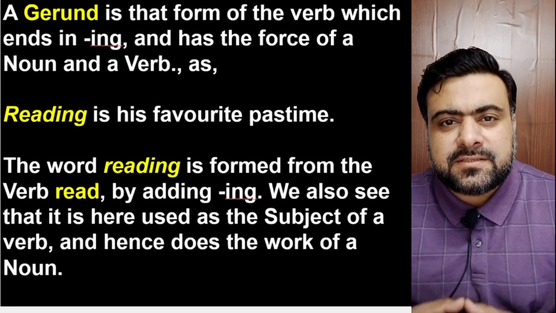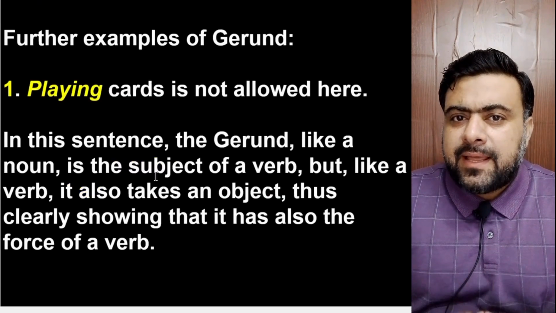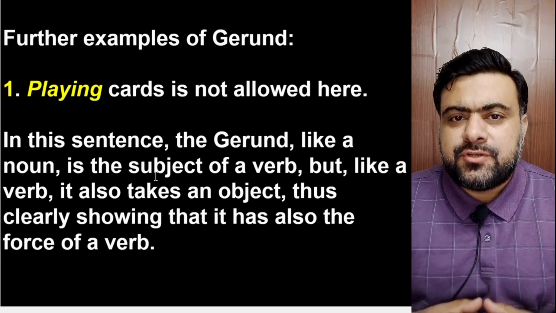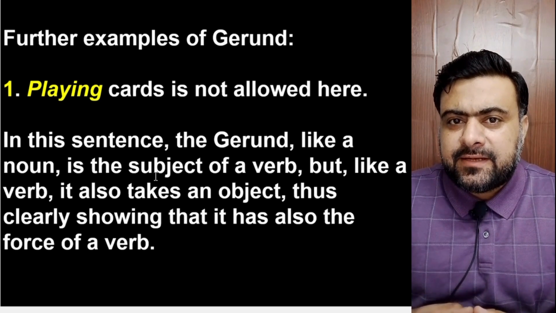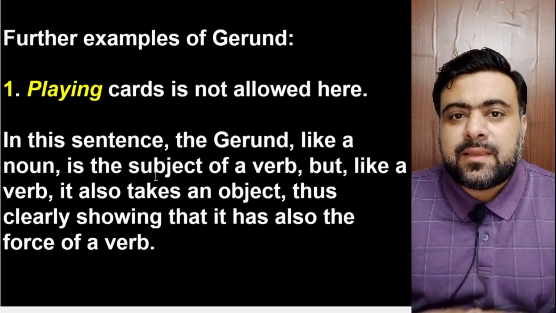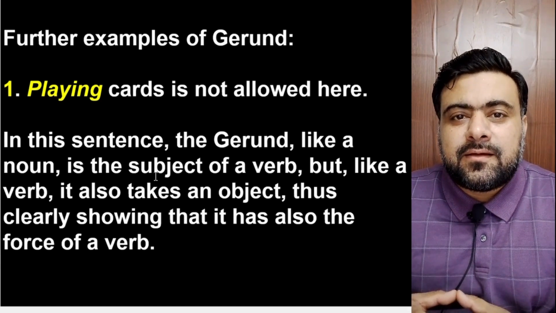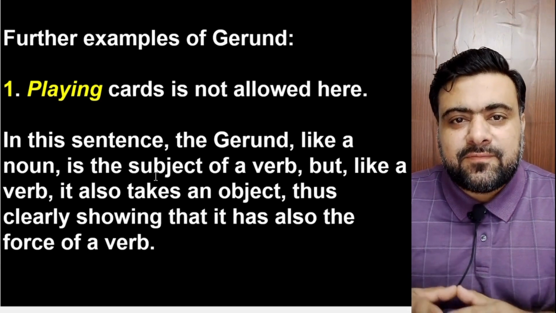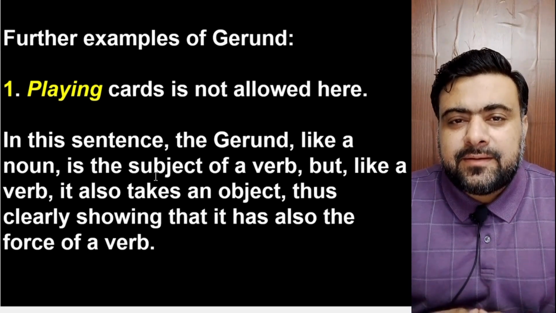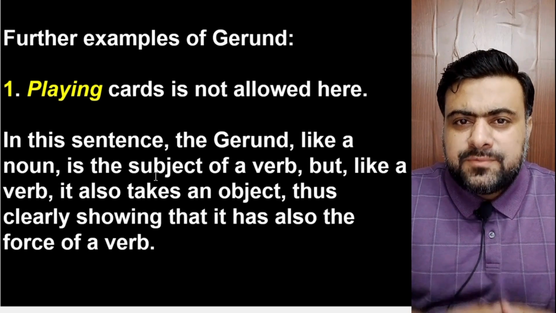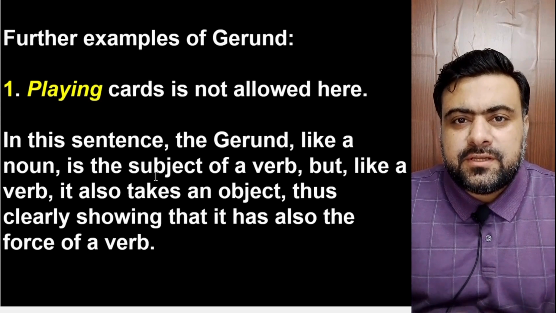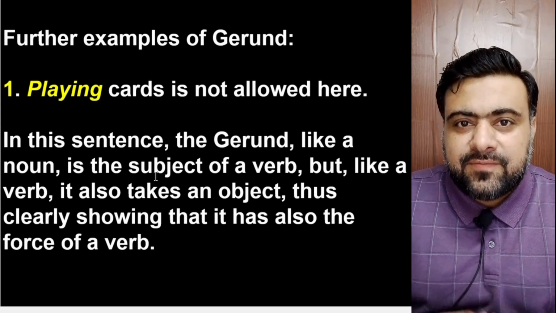Reading is his pastime. Another example, playing cards is not allowed here. Over here, the word playing is a gerund. First, it is acting like a noun because it is the subject of the verb is. It is the subject of a verb. That is why it is acting like a noun. But on the other hand, it has its own object, cards, playing cards. So over here we see that it is again acting like a verb.